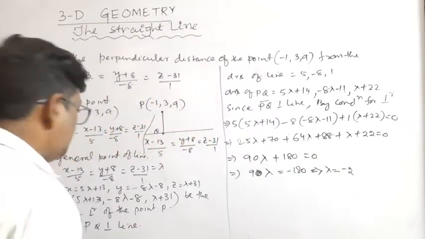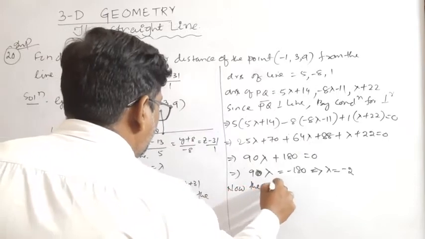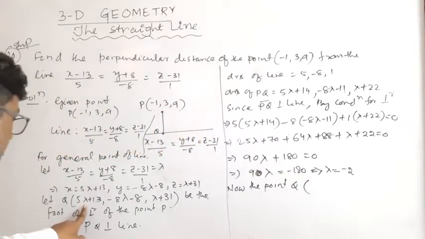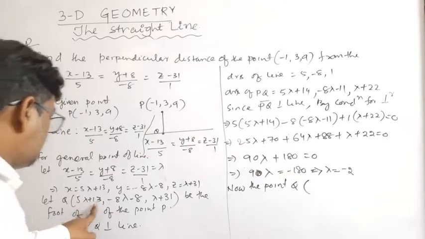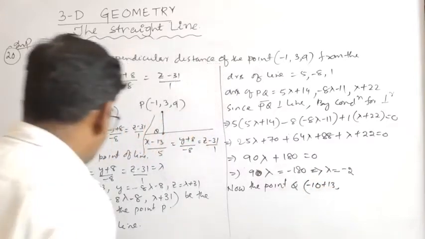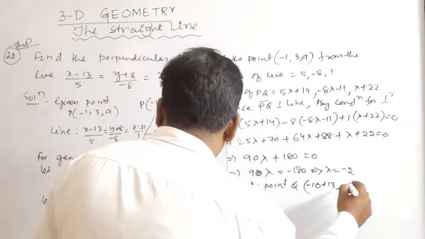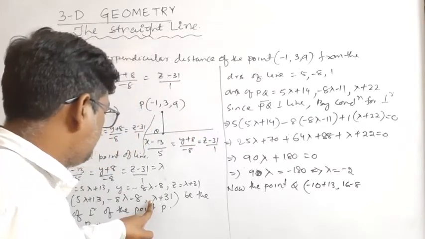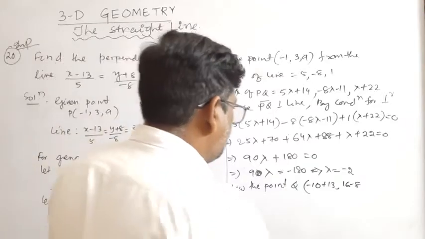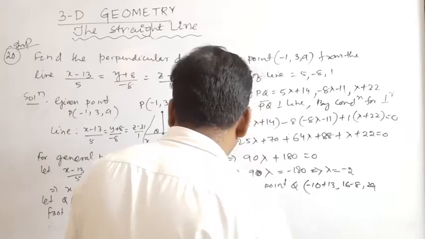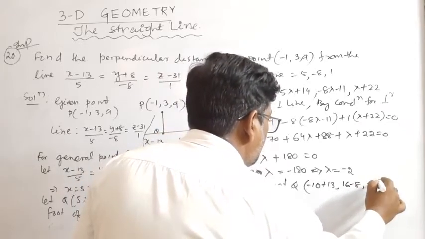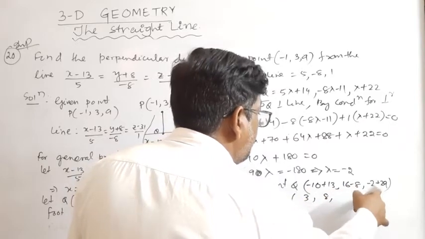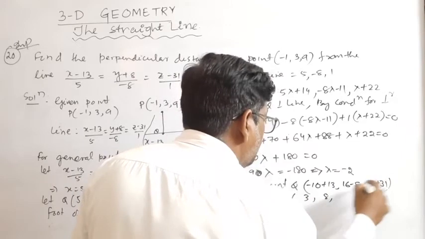Now the point Q is what? 5 into minus 2, that is minus 10 plus 13; then 16 minus 8; and minus 2 plus 31, that is 29. So Q is (3, 8, 29).